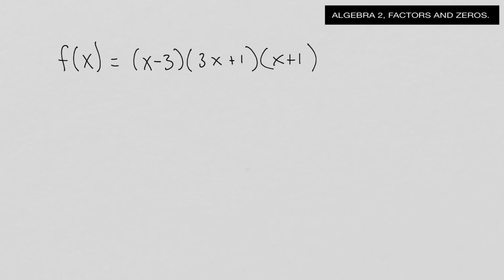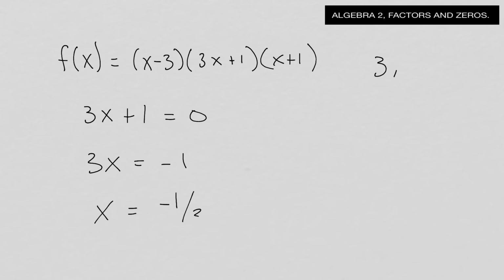Alright, next problem here, we have this guy here. So let's put this first one, x minus 3 equals 0. Adding 3 to both sides, we have x equals 3. So our first zero will be the number 3. Next we have 3x plus 1 equals 0. Subtracting 1 from both sides, we have 3x equals negative 1. Now dividing both sides by 3, we have x equals negative 1/3. So negative 1/3 will be another zero.